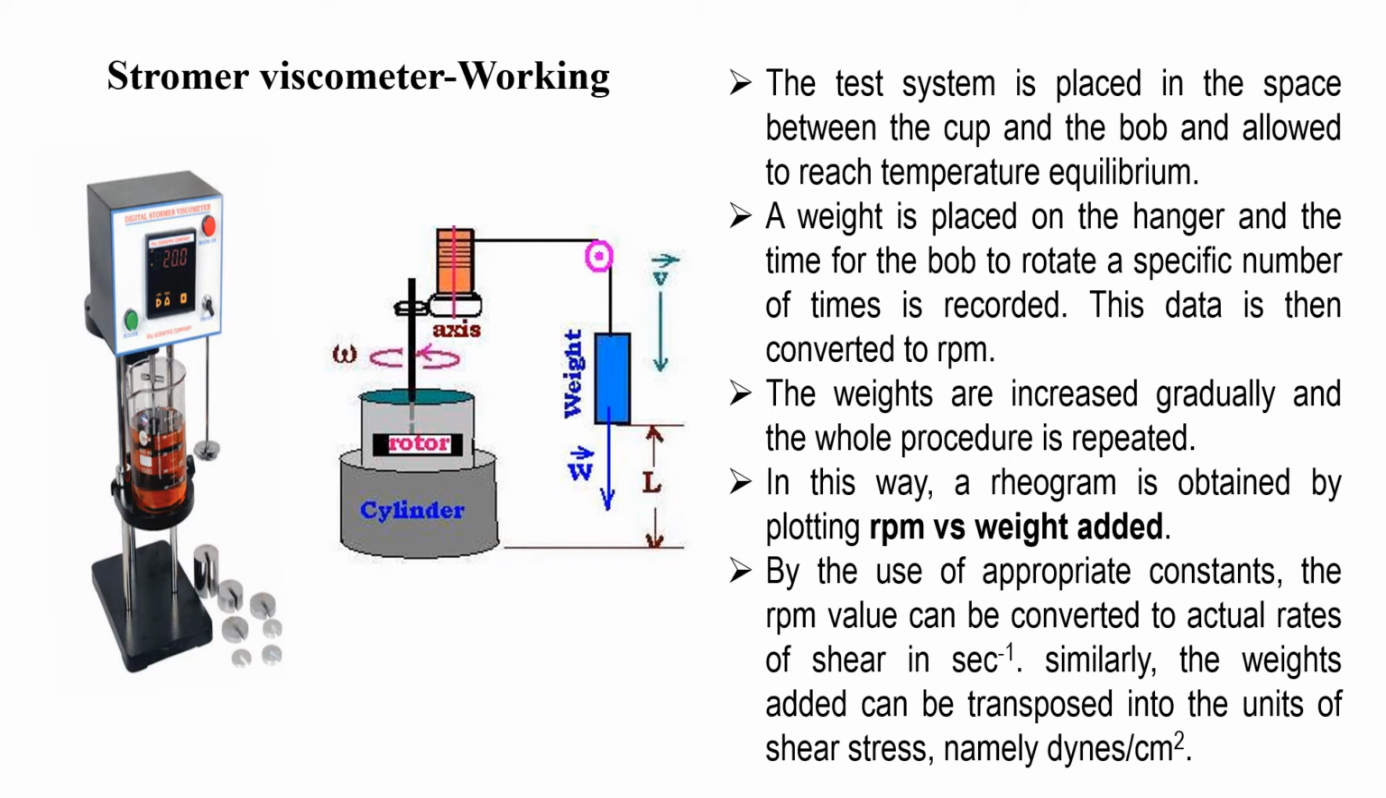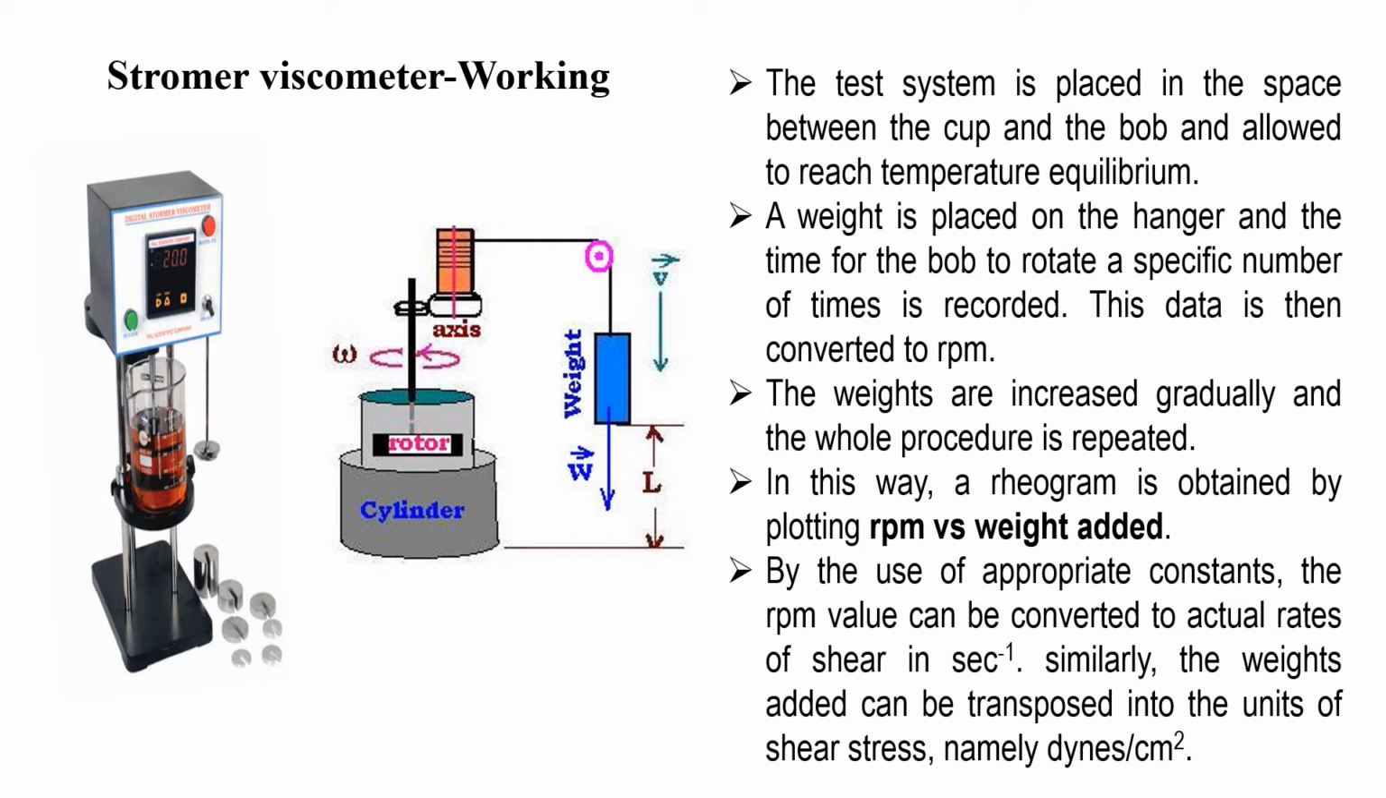Here, the weights are increased gradually. Now that represents your shear stress. You're increasing the shear stress and you're checking for the rate of shear. Rate of shear here represents the number of rotations.